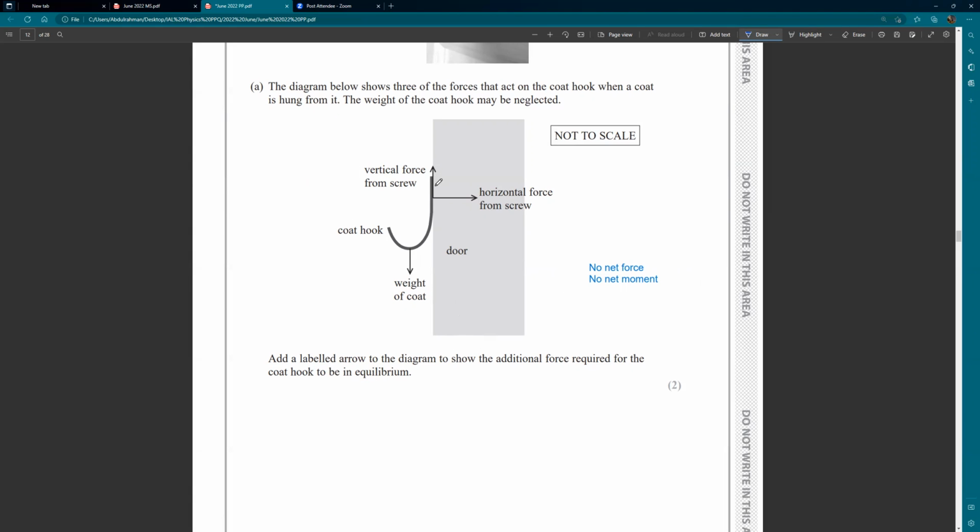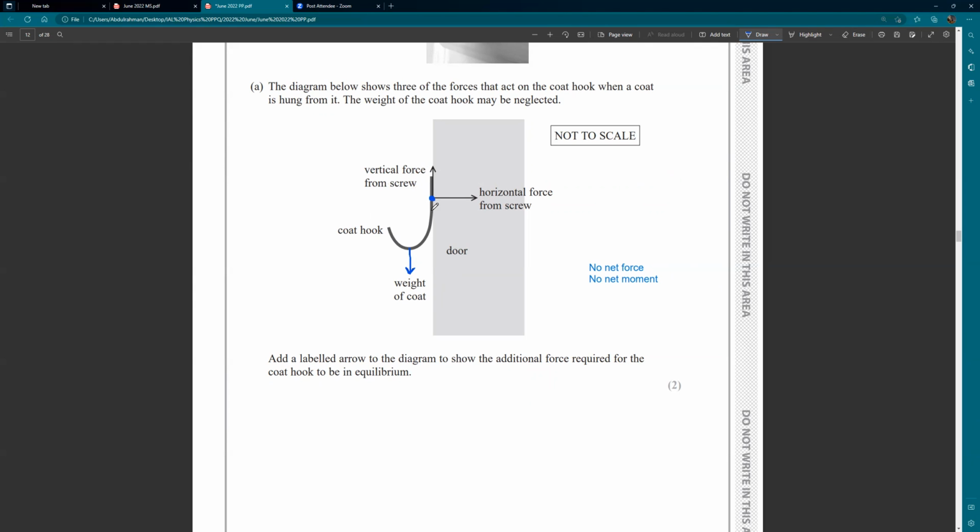So I noticed there's a force upwards and there's a force downwards. So vertically, there is no net force. However, horizontally, there's a force to the right. So there must be a corresponding force to the left to keep it in equilibrium. Now the question is, where do you place this force? Do you place it here, here, here, here? Well, to answer this question, we look at the second condition, which is there has to be no net moment. If we take the pivot to be here, notice there will be an anti-clockwise moment thanks to this weight. So now we need a clockwise moment to balance that out.